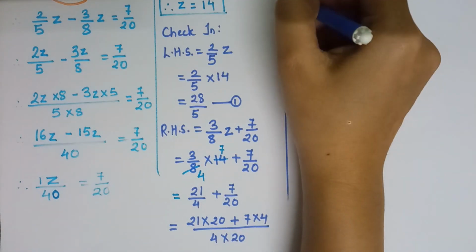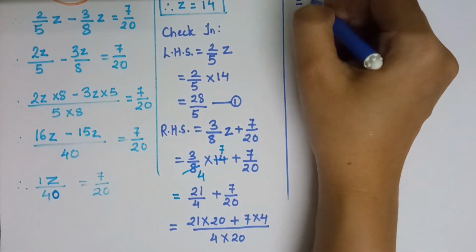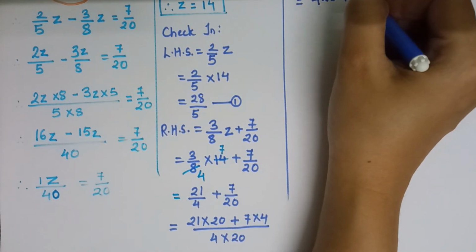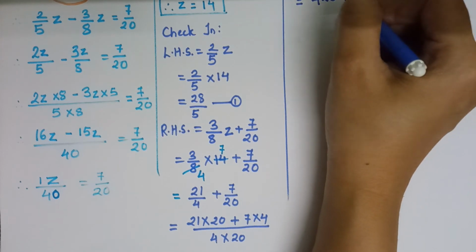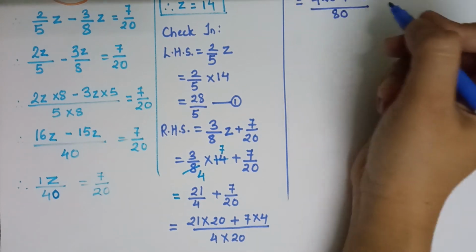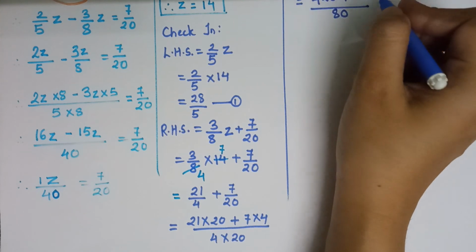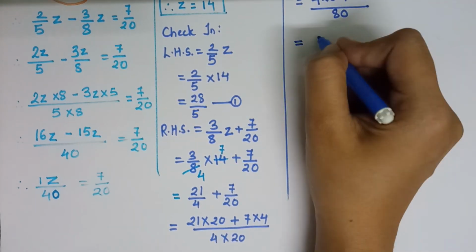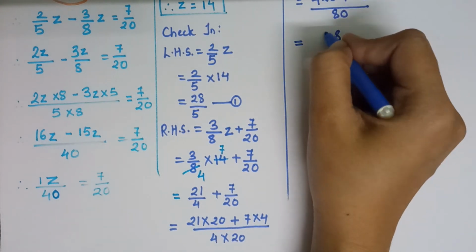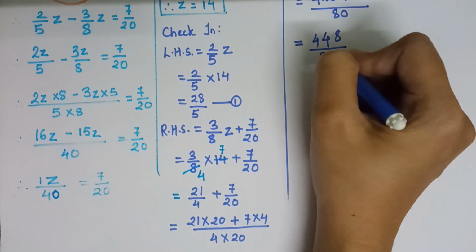So what we have got, 21 multiplied by 2 is 21 2s are 42, and then the 0 plus 7 multiplied by 4, 7 4s are 28 upon 4 2s are 8 and 80. Even here also don't cancel 0 and 0. First of all we need to add 420 plus 28 and then we'll be dividing that. So 8 plus 0 8, 2 plus 2 4, and this 4, so 448 upon 80.